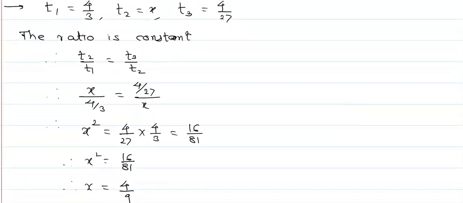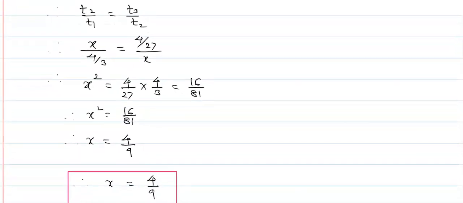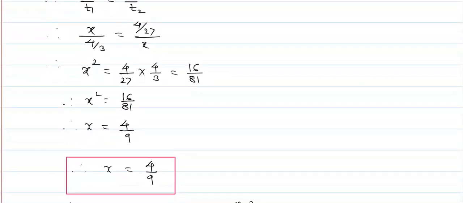Therefore x upon 4 upon 3 is equal to 4 upon 27 whole divided by x. By using cross multiplication you will get x square is equal to 4 upon 27 into 4 upon 3, which is 16 upon 81. Therefore x square is equal to 16 upon 81. Taking the square root on both sides, you will get x is equal to 4 upon 9. Therefore, the value of x is 4 upon 9.